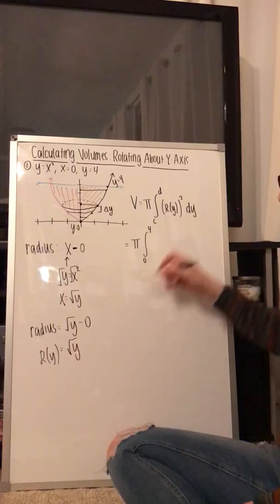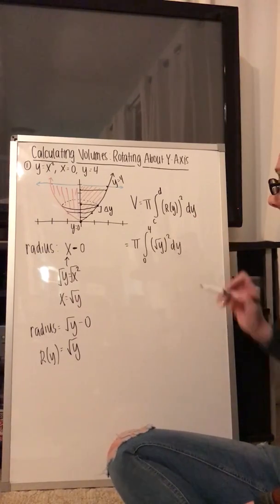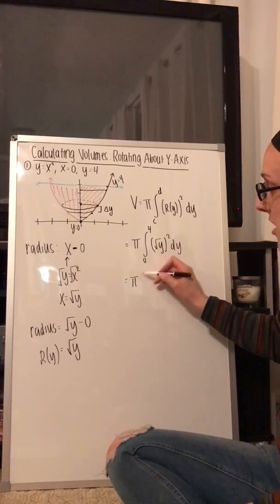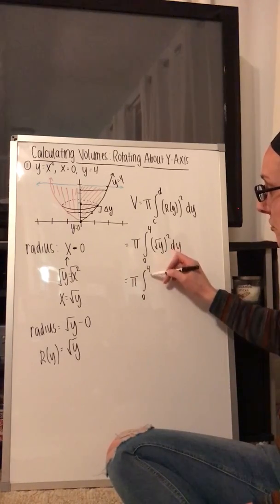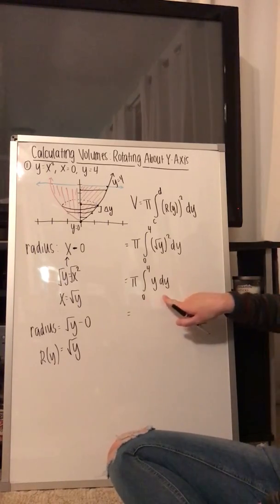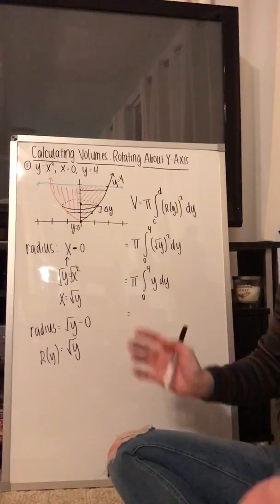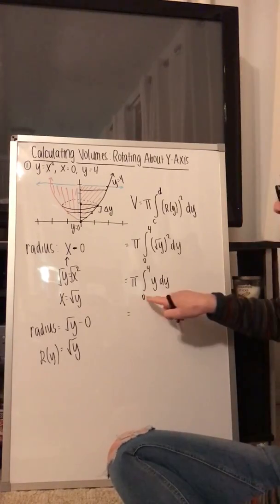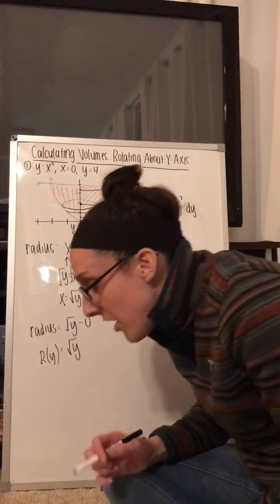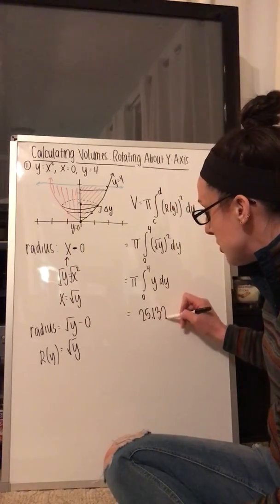And then I'll go ahead and plug in my r of y, so square root of y squared dy. If I simplify that a little bit, pi times the integral from 0 to 4 of y dy. In your calculator, remember we were doing this with the area between curves, you can calculate this in terms of x. Your calculator doesn't know the difference anyway. So when you go ahead and type that in to evaluate, you get a volume of approximately 25.1327.